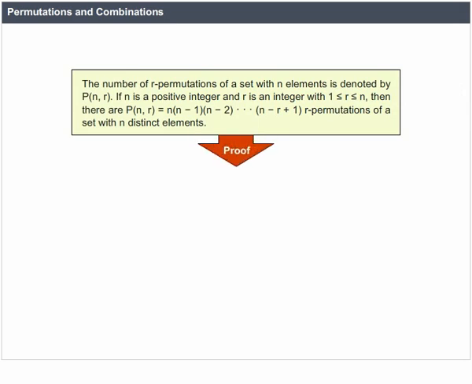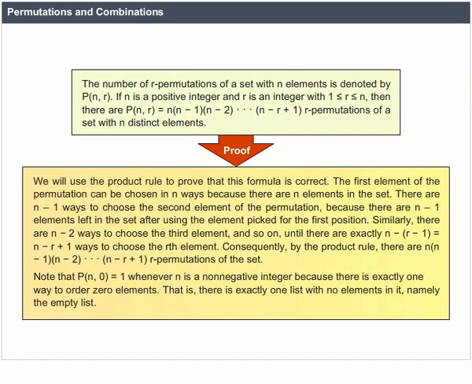Proof. We will use the product rule to prove that this formula is correct. The first element of the permutation can be chosen in n ways because there are n elements in the set. There are n − 1 ways to choose the second element of the permutation because there are n − 1 elements left in the set after using the element picked for the first position. Similarly, there are n − 2 ways to choose the third element, and so on, until there are exactly n − (r − 1) = n − r + 1 ways to choose the rth element. Consequently, by the product rule, there are n × (n − 1) × (n − 2) × ... × (n − r + 1) r-permutations of the set.